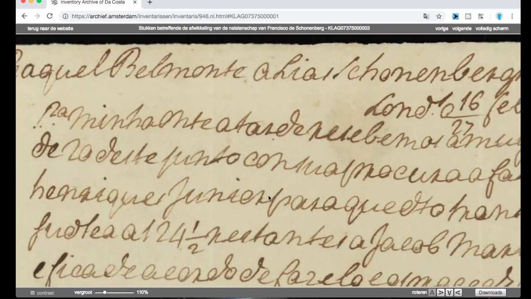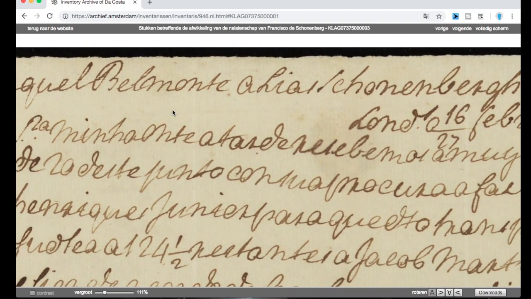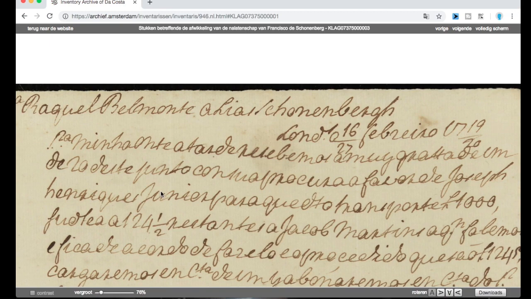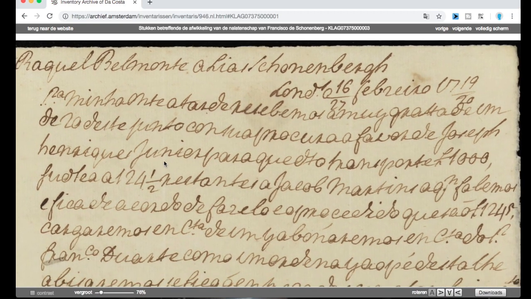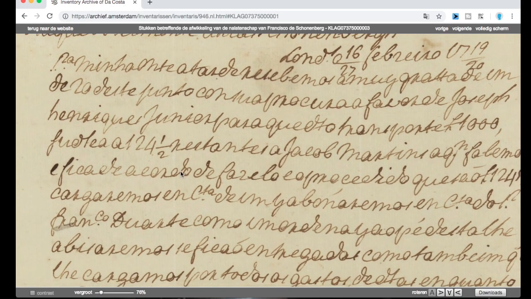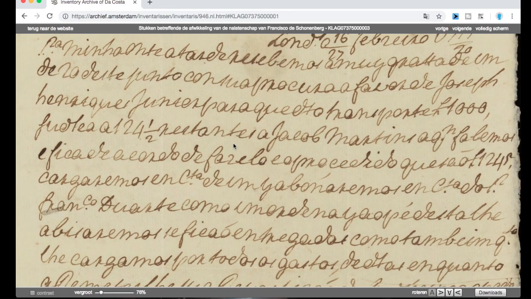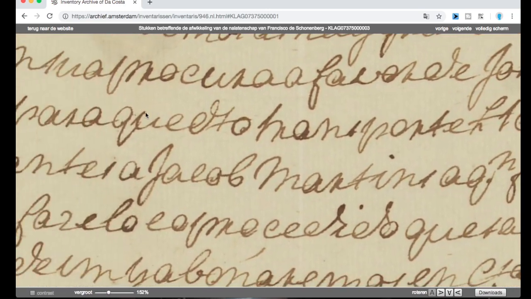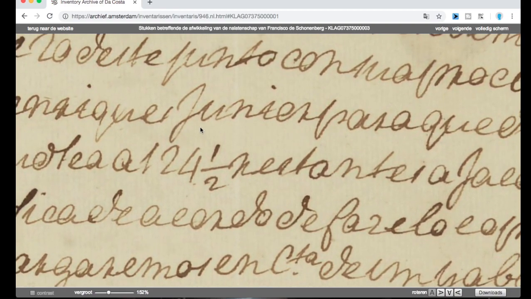You can read through it. You can see Rachel Belmonte, alias Schonenberg. This is actually a really well-known family, the Belmonte family, who also went by Schonenberg. And so this is just going into different information. You can look through and try to find names. We see Joseph Enriquez Jr.